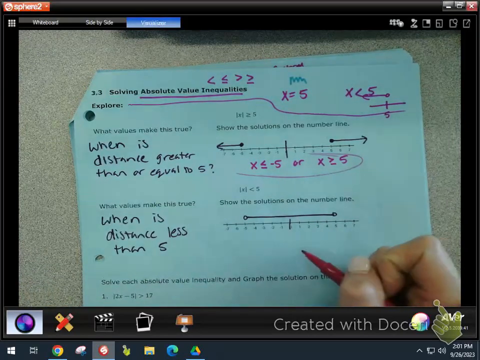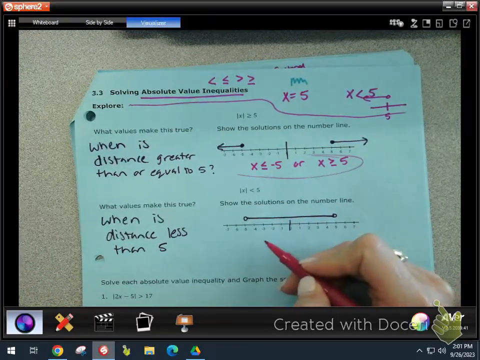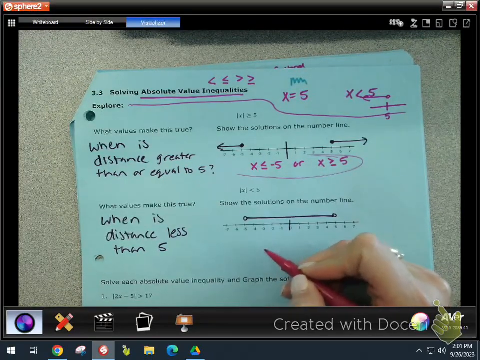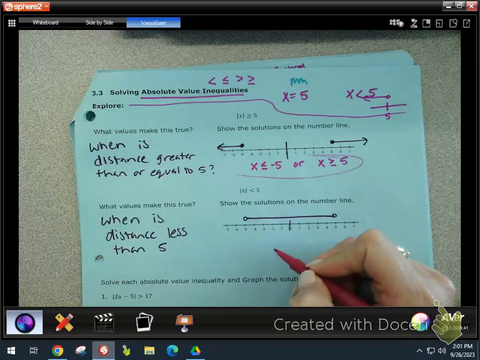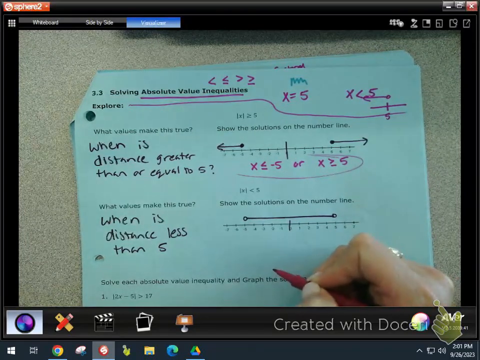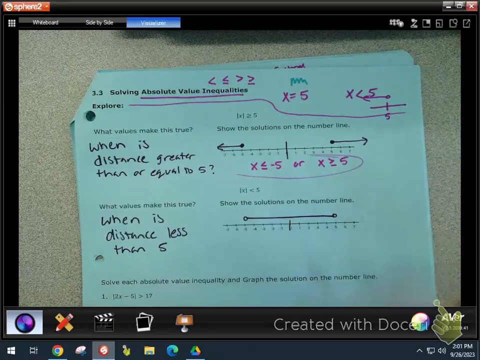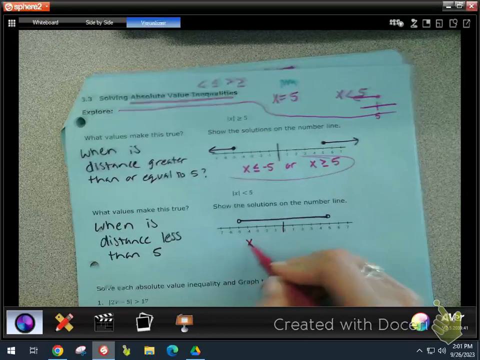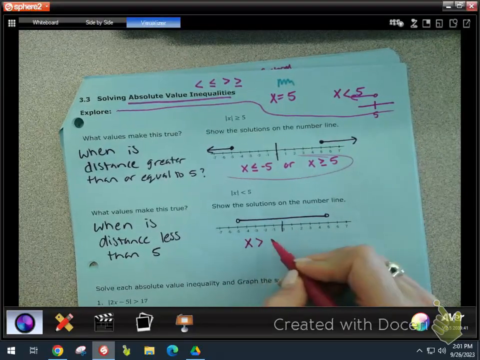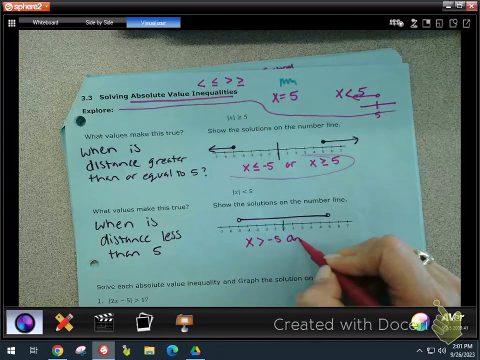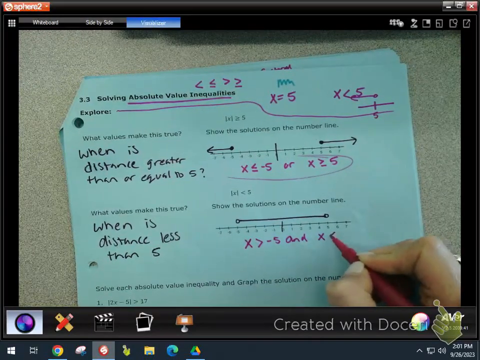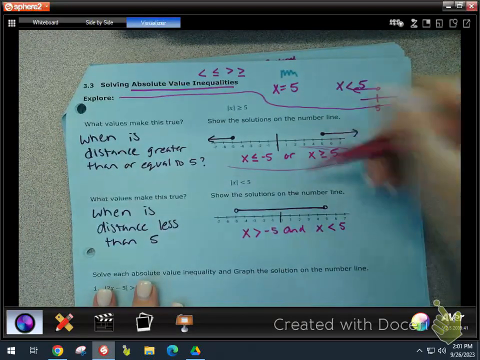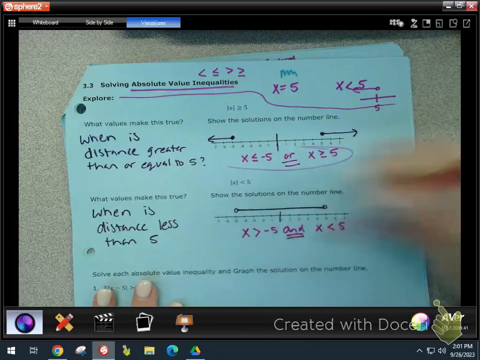So the way that I would write this with an inequality, there's two ways. I'm going to show you one way that I would start, and then one way that you're going to have to type in Delta Math because Delta Math doesn't have an and button. So there's two possibilities. This graph is x is greater than -5 and x is less than +5. Okay? Notice the difference in the word.